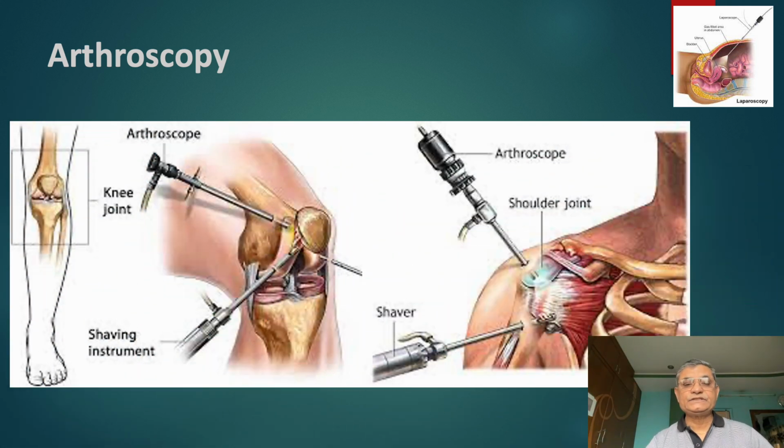Different arthroscopies also utilize the advantages of minimal access surgery. For example, in knee arthroscopy, meniscectomy can be done, meniscal repair also can be done, anterior cruciate ligament reconstruction can be done, as well as posterior cruciate ligament reconstruction. Cartilaginous repair can also be done. In case of shoulder arthroscopy, rotator cuff repair can be done, labral repair, shoulder decompression, or repair of the superior labrum anterior to posterior, that is SLAP tear, can also be done.